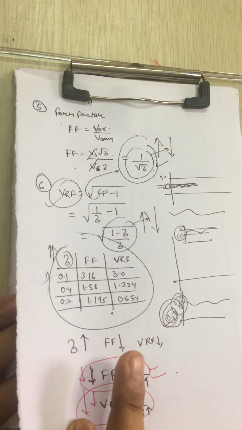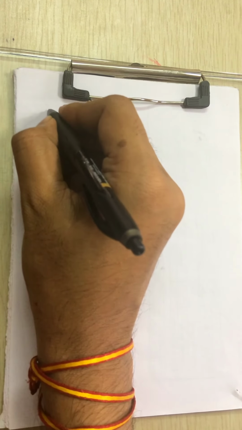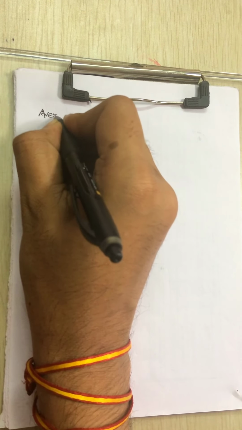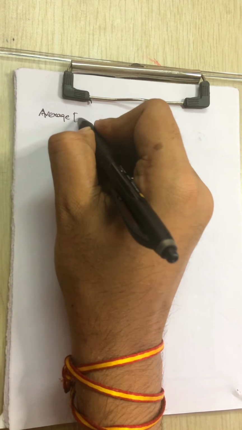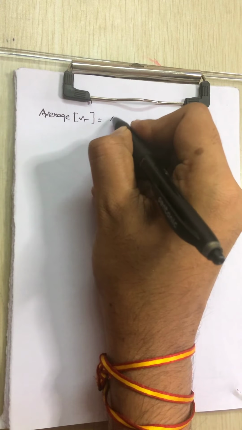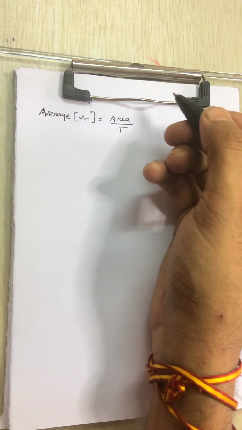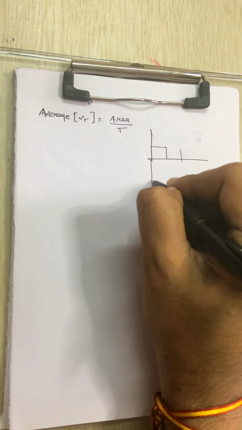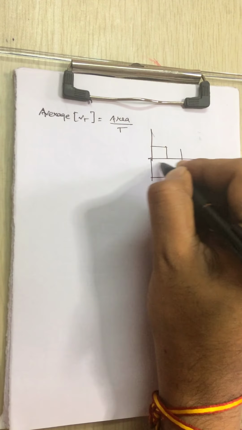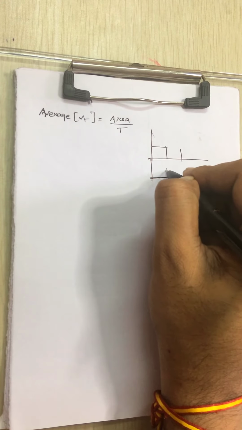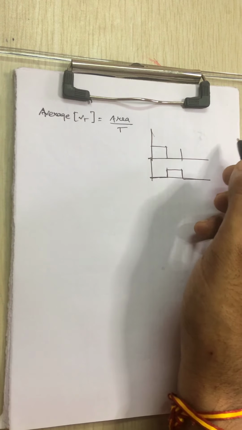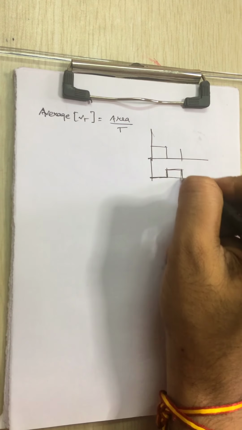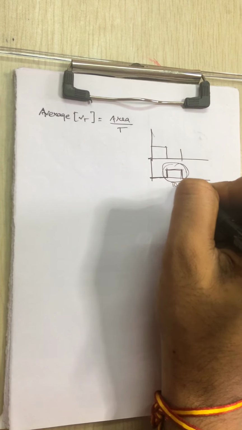Okay, now the next parameter is average thyristor voltage. Again, area by time period. From the above waveform, you can see T on and T off. At the time of T on the thyristor is on, so there will be zero voltage drop, but you will get the voltage only when the thyristor is off, because the whole voltage will be blocked by the thyristor. So the voltage will appear across the thyristor only during the T off period.